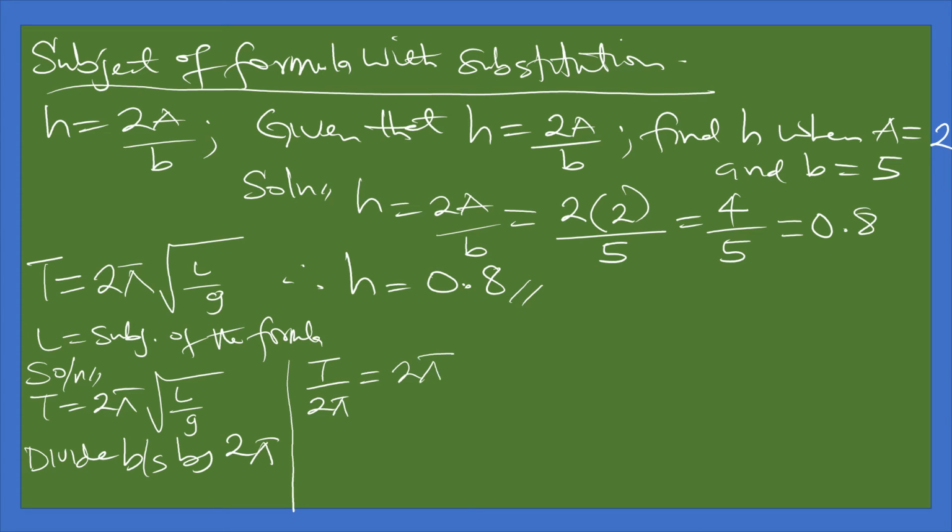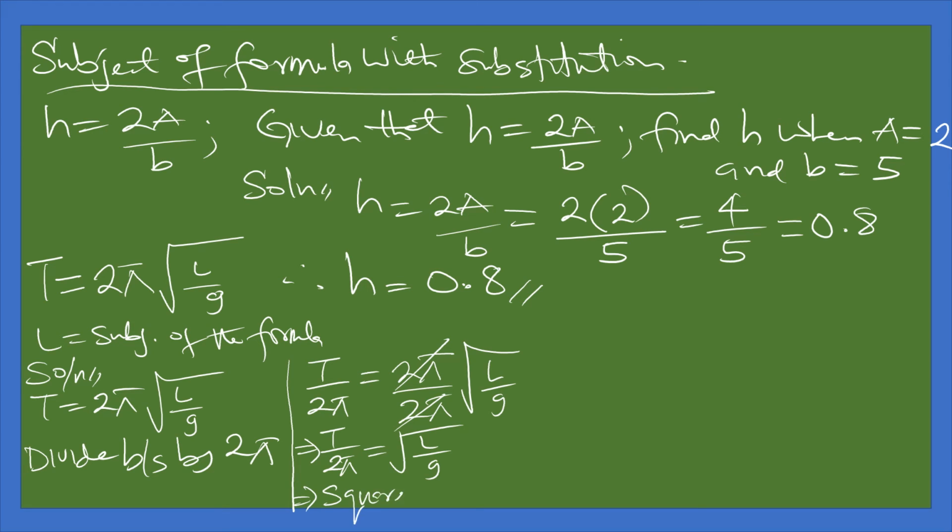2 pi over 2 pi times the square root of L over G. This 2 pi will cancel out. We have T over 2 pi is equal to square root of L over G. Now, what do we do now? We have a square root sign here, but we are looking for this L. So what do we now do? We say square both sides. Square both sides.